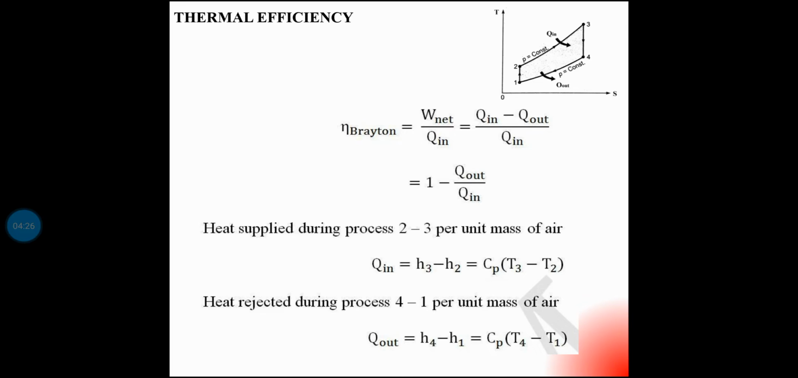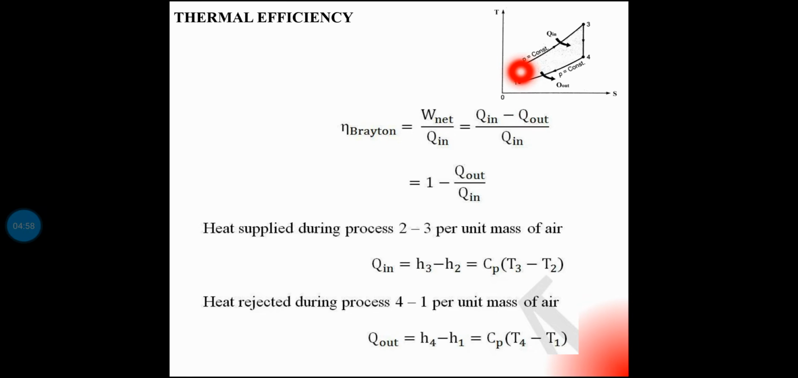Efficiency of any thermodynamic cycle is given by the expression net work output divided by heat input, that is eta Brayton is equal to W net by Q in. The net work output can be found out as the difference between heat supplied and heat rejected, that is W net is equal to Q in minus Q out, or eta Brayton can be written as equal to 1 minus Q out by Q in.